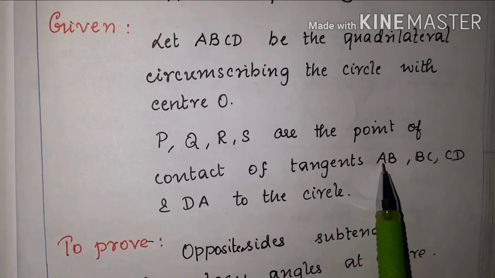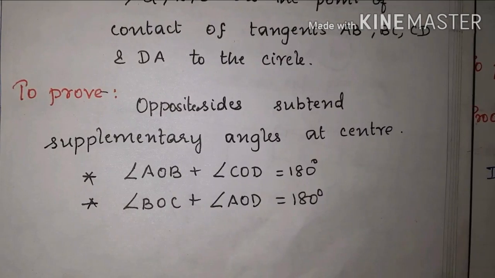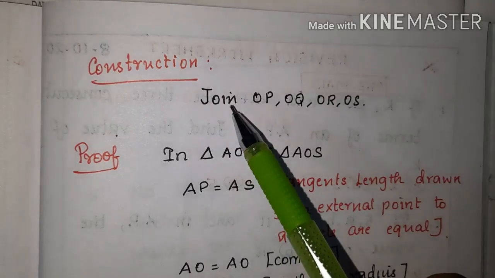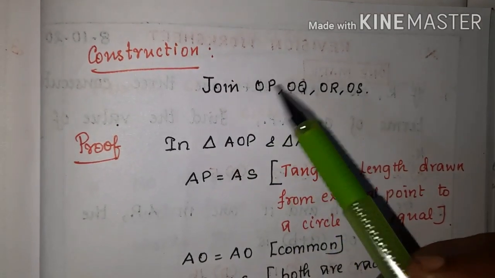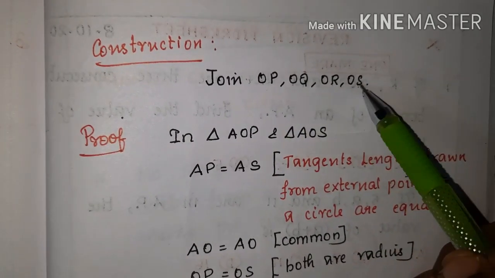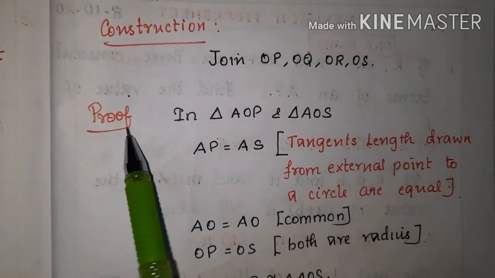Okay, so first we have written what is given in the question, then what is to be proved, and we have mentioned the angles. Now for proving, what we have done in the construction part is join the point of contact with the center. So join OP, OQ, OR and OS. This is what you have additionally done for proving. Now coming to the proof.